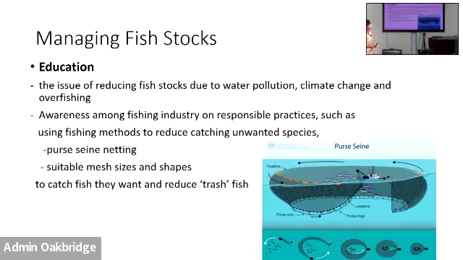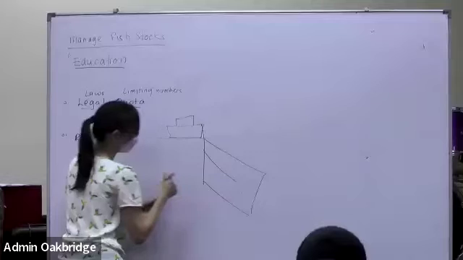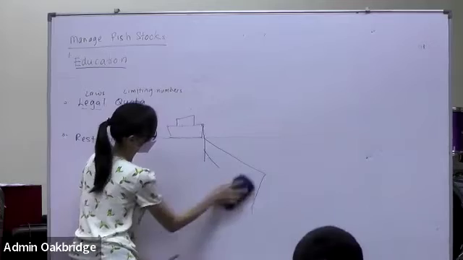Okay, what can they do? Well, check what fishing methods you're using. A lot of the fishing methods in the past used trawling. You can catch a lot of fish. Okay, this is the ship, then this is the water. They take a net and drag it all the way to the bottom. Maybe they have 2 ships to do this.